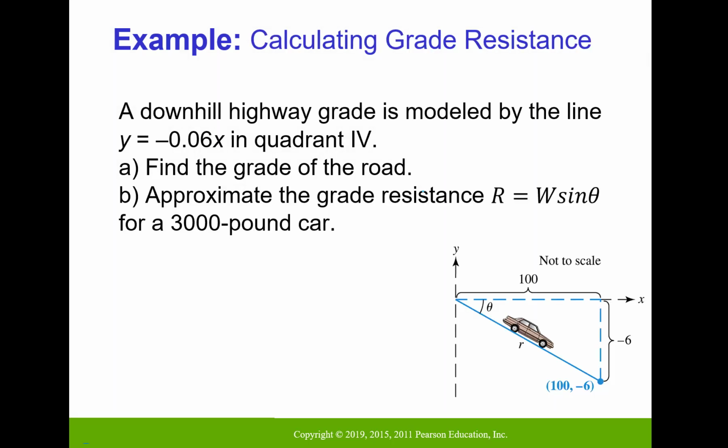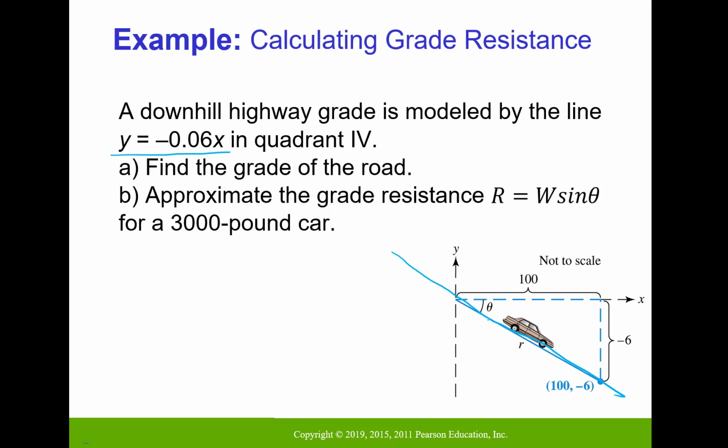All right, let's take a look at one last example here. So this one is an application for our trig functions. This has to do with the grade of a road, like its steepness or slope. So a downhill highway grade is modeled by the line y equals negative 0.06x, and this would be in quadrant 4. So visually we have this picture here where the line can be found by that equation, and that would represent this road with the downhill grade. So we want to find the grade of the road and then also approximate the grade resistance using this formula.